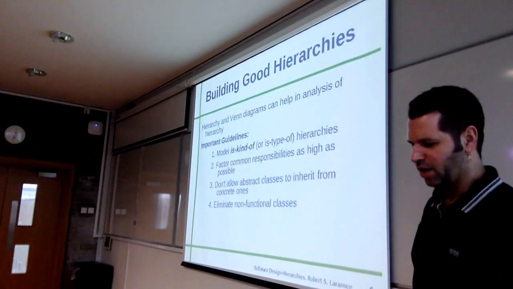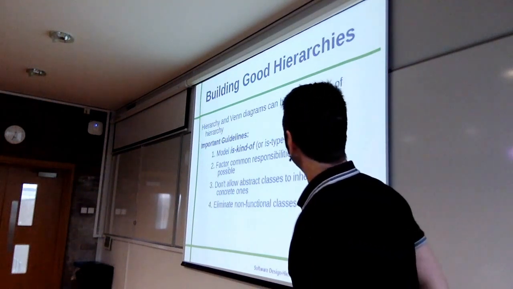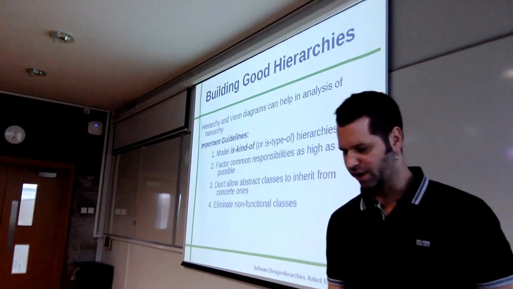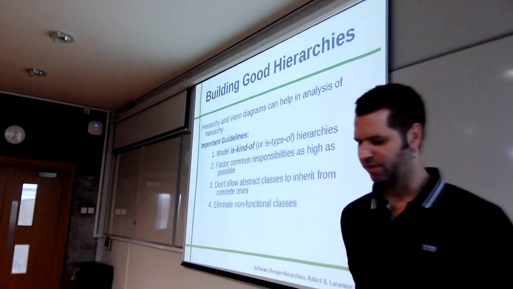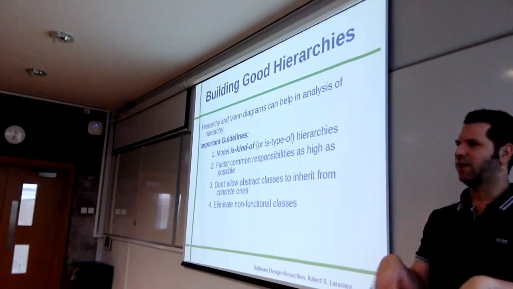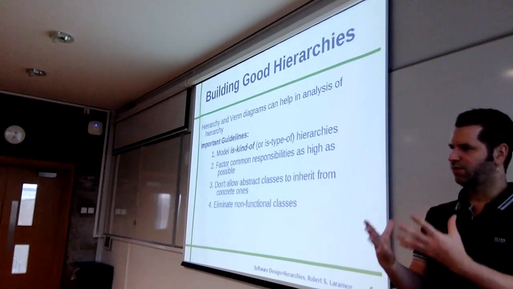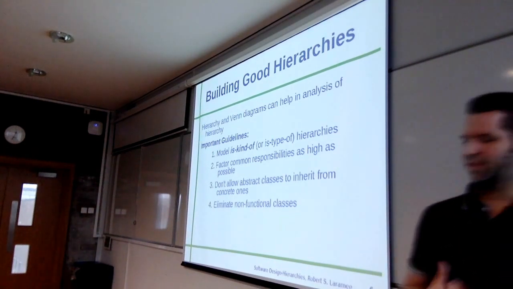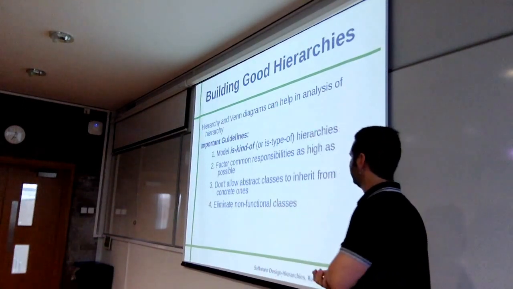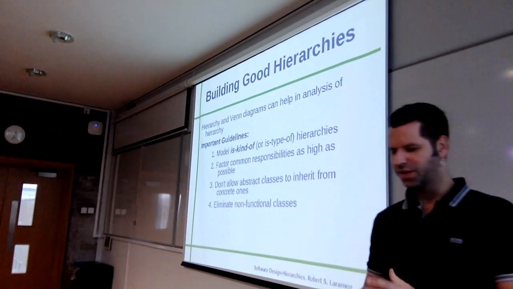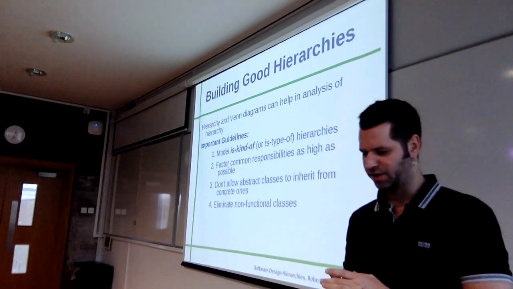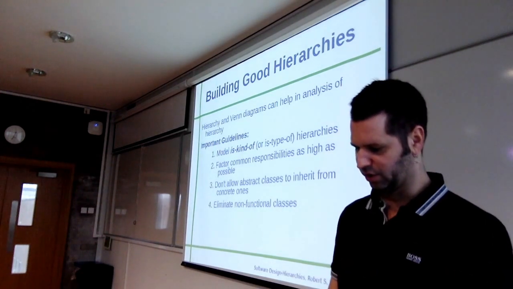So building good hierarchies. Venn diagrams can help in the analysis of hierarchies. All these hierarchies model the is kind of or is type of relationship. That's something I'll repeat many times. And don't confuse it with the is part of relationship. So we factor common responsibilities as far up the hierarchy as possible. One of the guidelines is don't allow abstract classes to inherit from concrete ones, and eliminate non-functional classes.